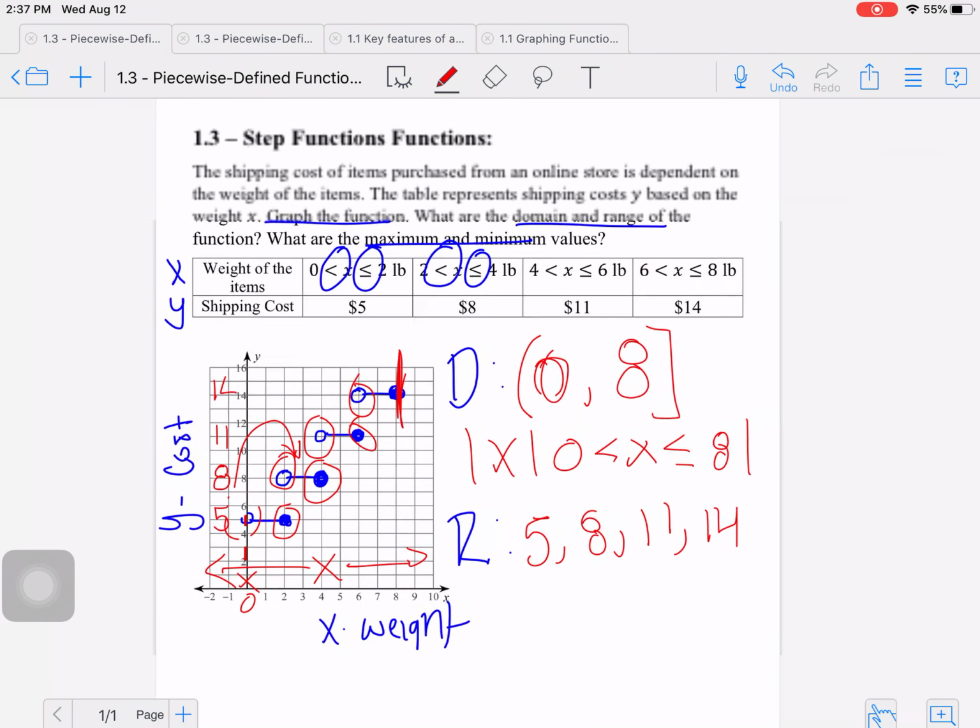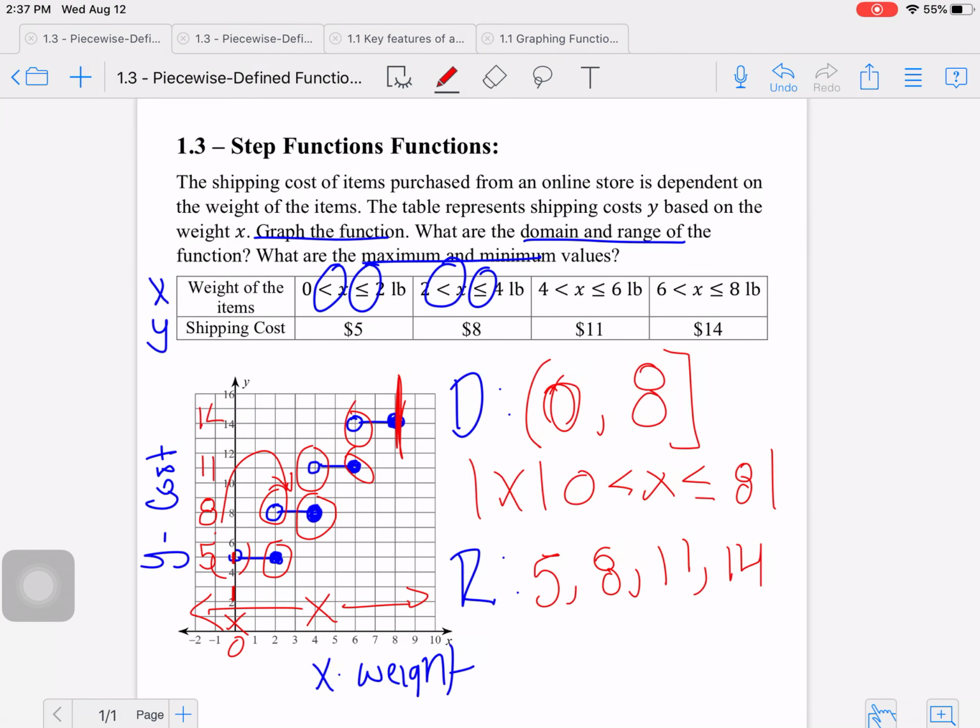All right, and that is how you graph step functions. Hopefully you understand everything. If you don't, make sure to raise your hand and ask some questions.